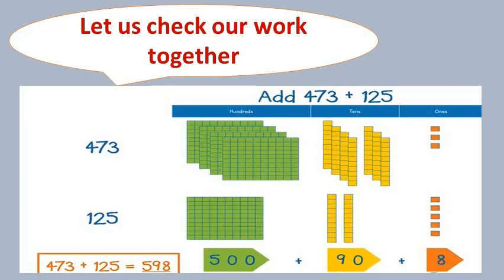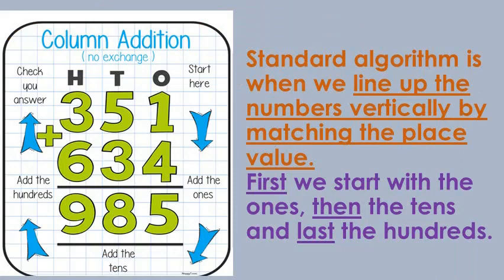Perfect. I want to explain the standard algorithm. Standard algorithm is when we line up the numbers vertically by matching the place value. For example, my teacher gives me two numbers, 351 and 634, and she says, let's add them, but use the standard algorithm. So that means I have to write the first number, which is 351.